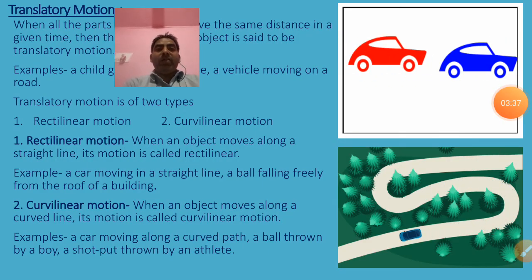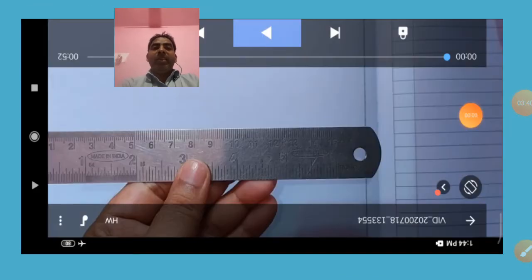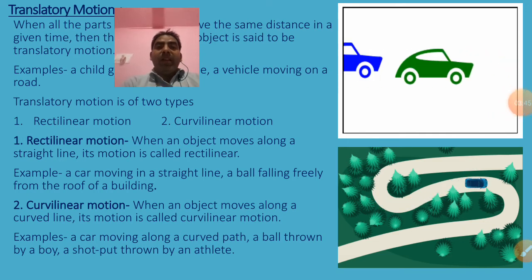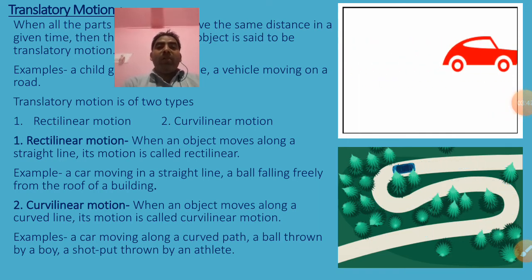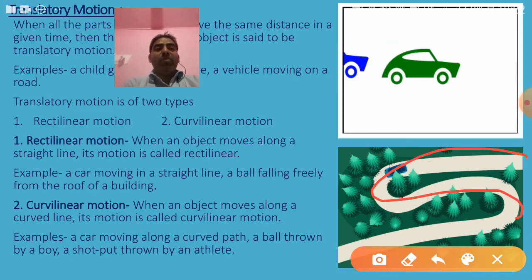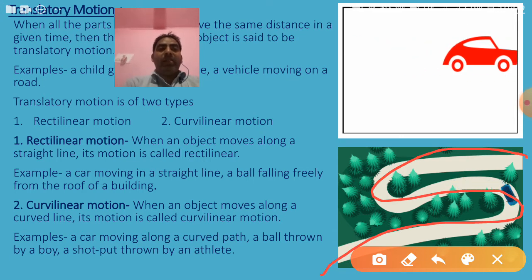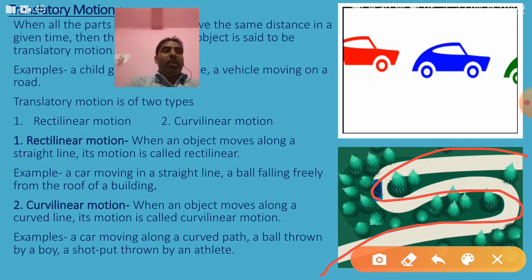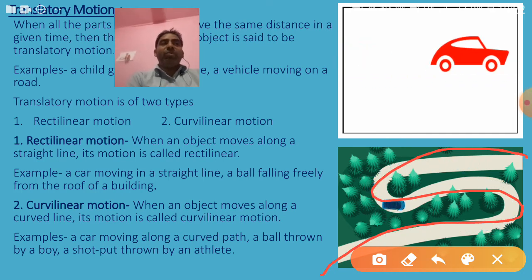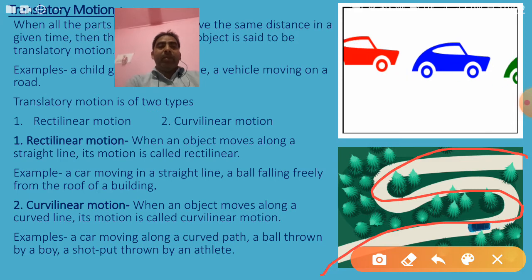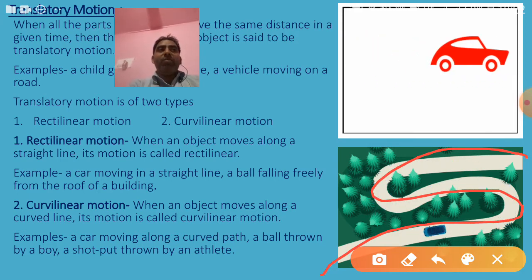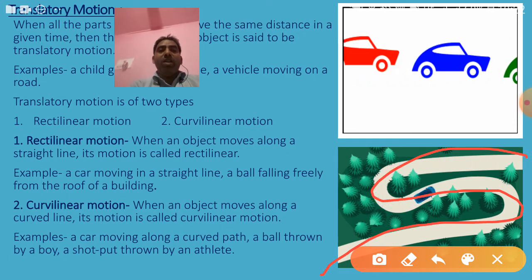What happens in curvilinear motion? When an object moves along a curved line, here you can see the car is moving on a curved line. That motion is called curvilinear. An object is said to be in curvilinear motion if it moves along a curved path. Example, just now I gave you a car moving along a curved road, and a train when it moves on a curved track is also curvilinear.